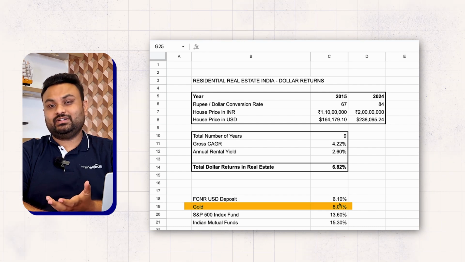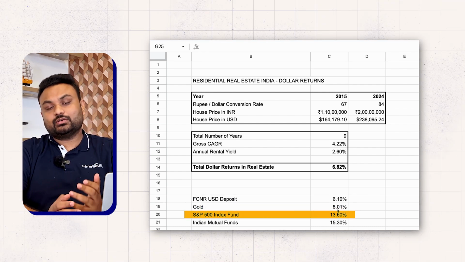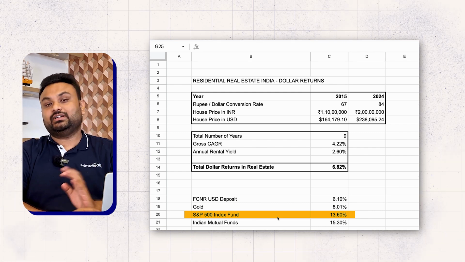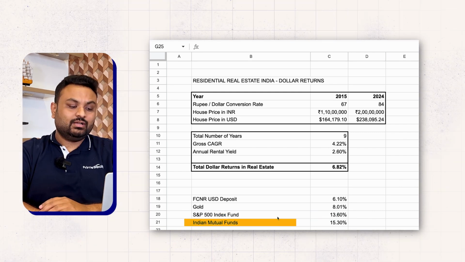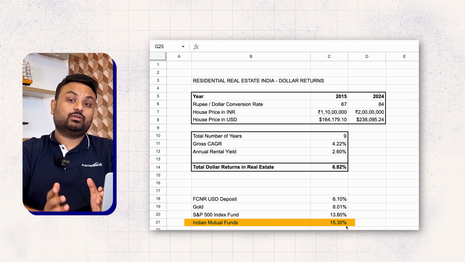That money, if invested in gold, would have given him an 8% return. The S&P 500, which is a good stock market index of the US, would have given somewhere around 13.6% returns, and a good diversified Indian mutual fund portfolio would have given somewhere around 15% return. Now keep in mind that these percentages are after considering the rupee depreciation. So you can imagine what kind of opportunity loss the client has gone through by making this investment.